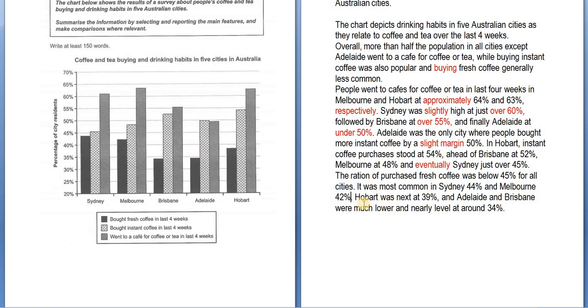Okay, and in the last sentence we will have to go to Hobart. Hobart was next at 39%, and Adelaide and Brisbane were much lower and nearly level at around 34%. So much lower. So you should use much lower, and here nearly level at around. So try to use this kind of words in your writings.